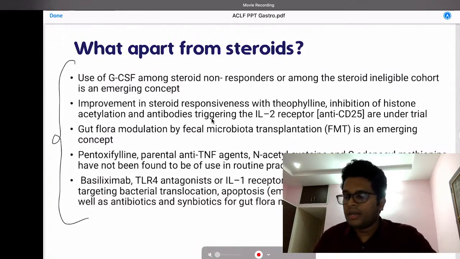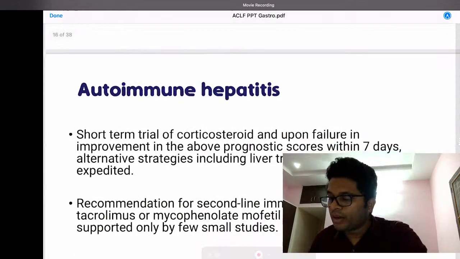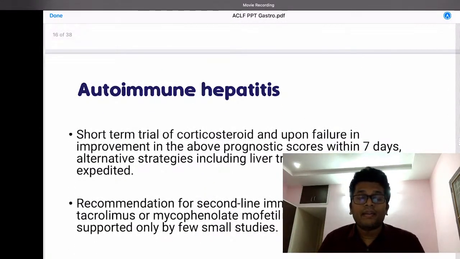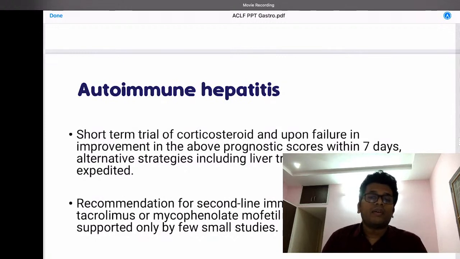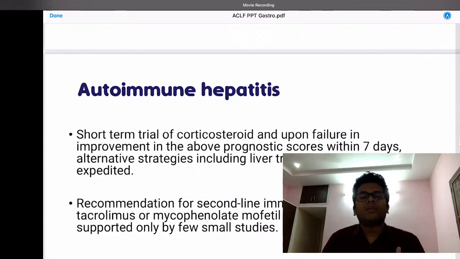So now let me go to the other etiology, autoimmune. Again here, a short trial of corticosteroids has been shown to be useful, and there are some scores to say how good they are, and it can also prevent liver transplant in some settings. The recommendation for second line immunosuppressants like tacrolimus or mycophenolate is still inconclusive.